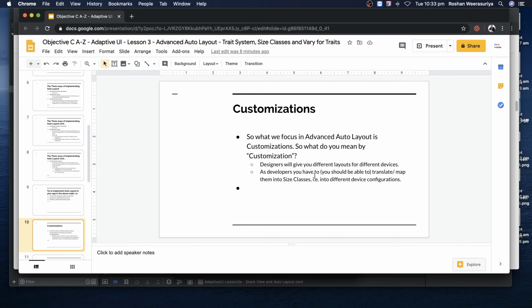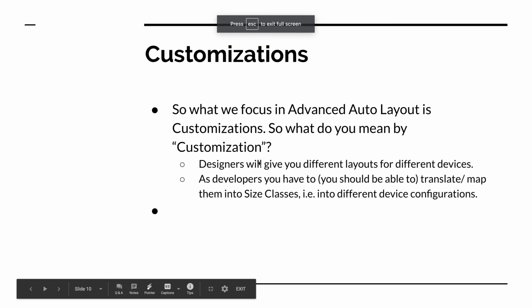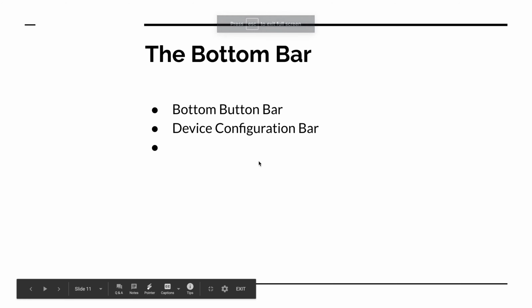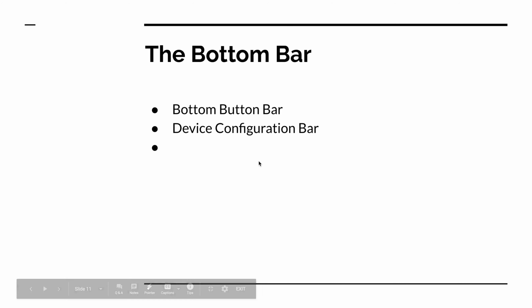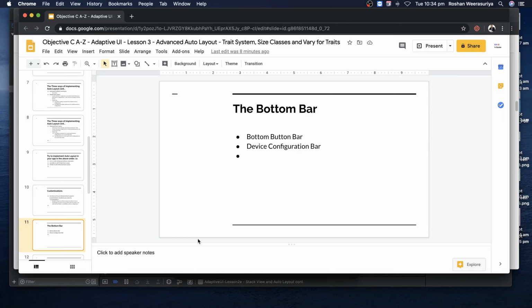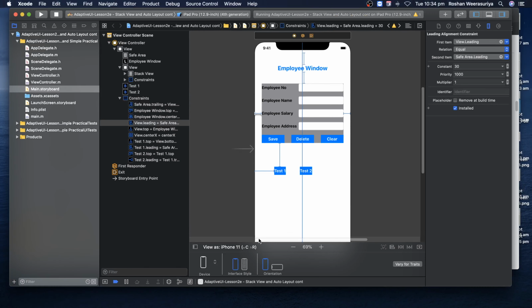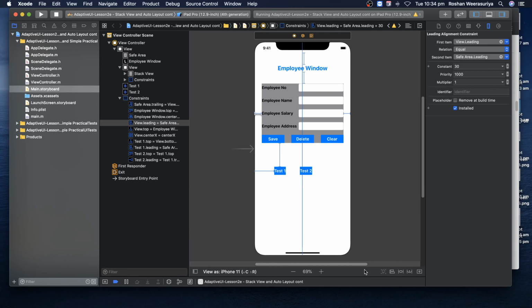That customization, you call it customization, my friends. And then there's a bottom bar to help you with all this. That means if you look at your Xcode, you have this. This is known as the bottom bar in general. So when you look at it like this, it's known as the bottom bar.